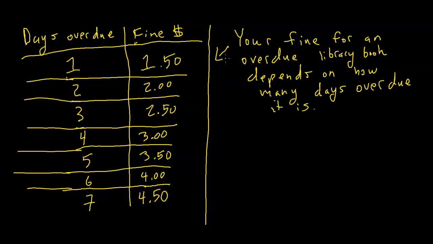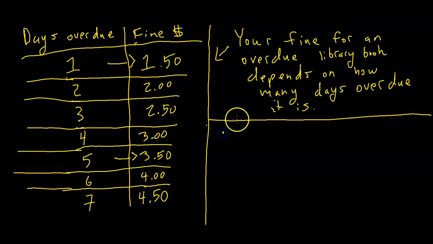So we should see right here that 1 day overdue causes you to have a fine of 150. So the input 1 produces the output 150. If we look at a lower row, 5 days overdue causes you to have a fine of 350. So in this function, the input 5 would produce the output 350. Let's think about how we can use this table to answer some questions.